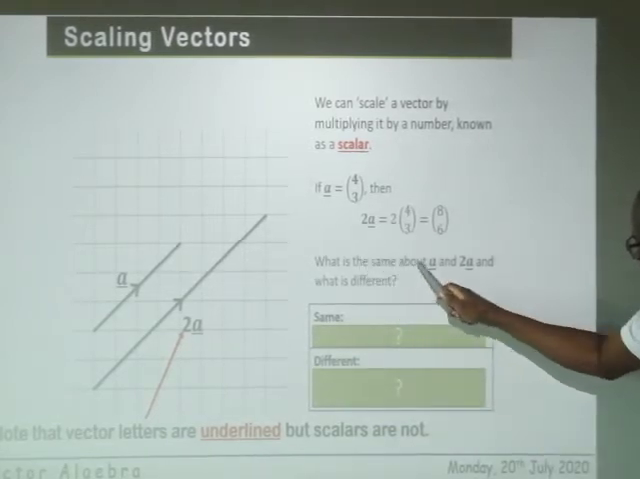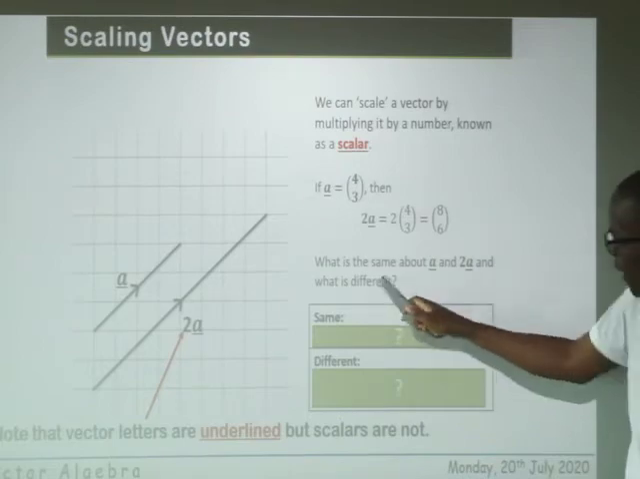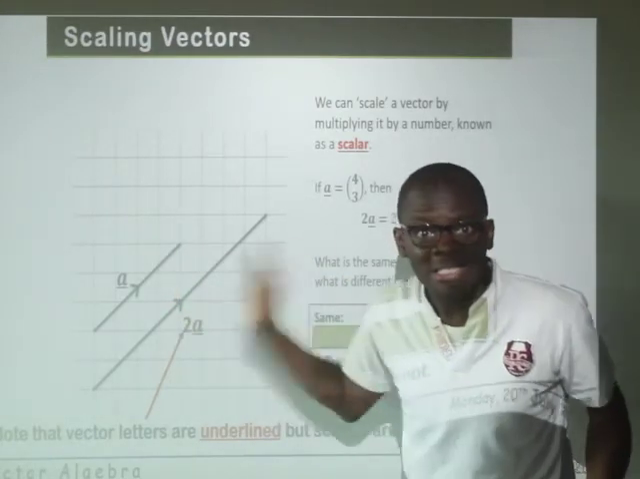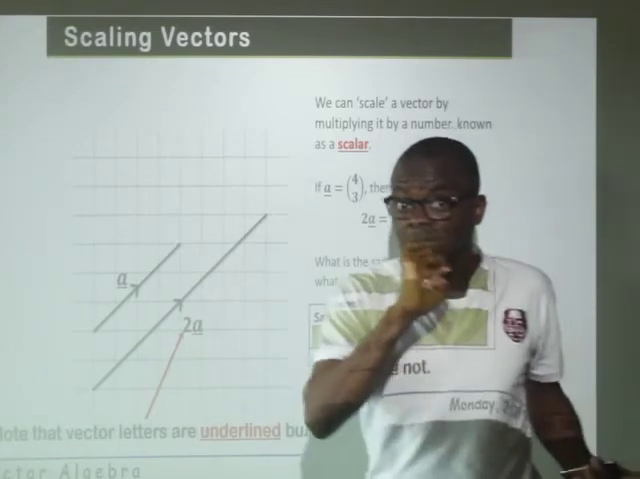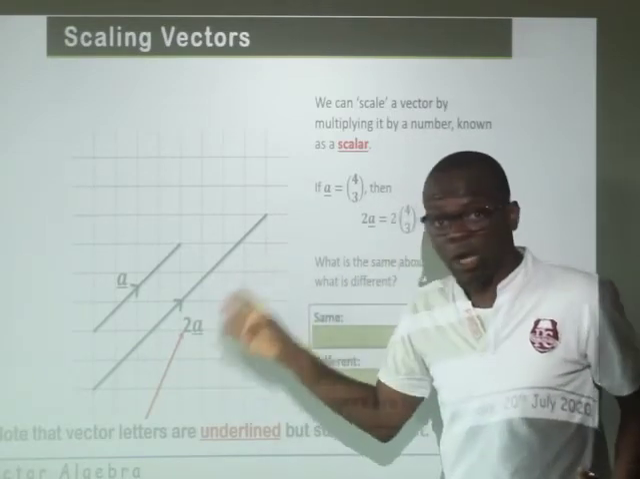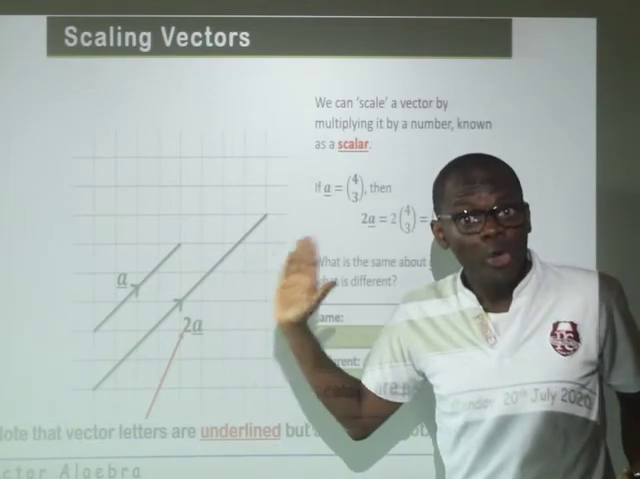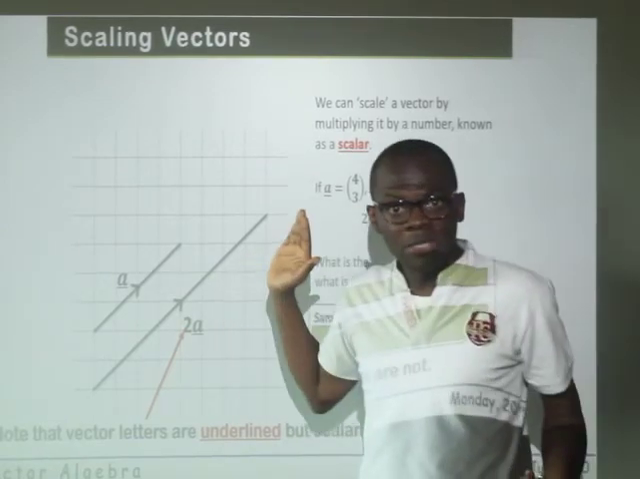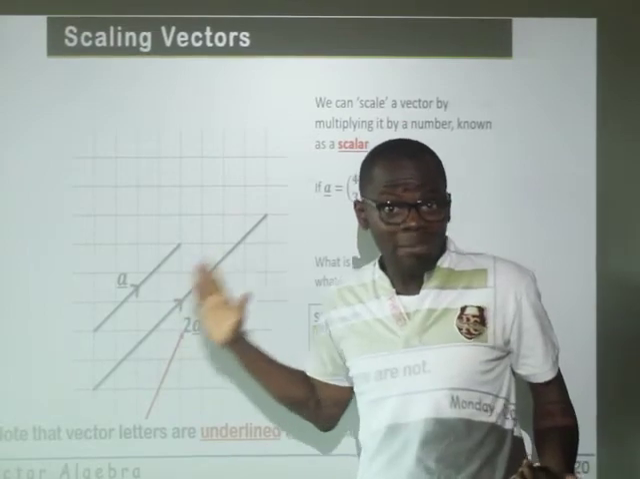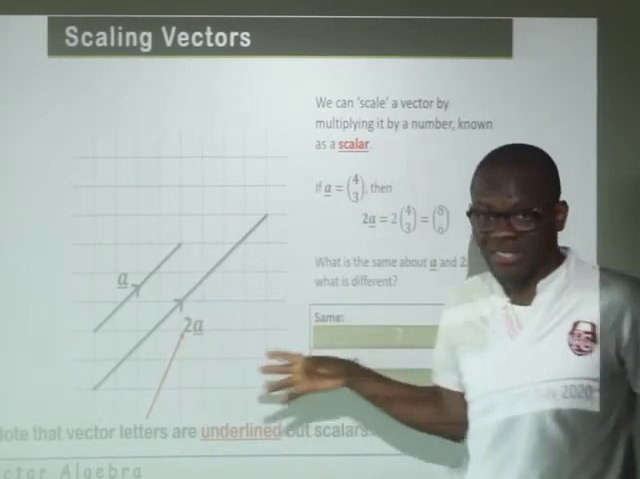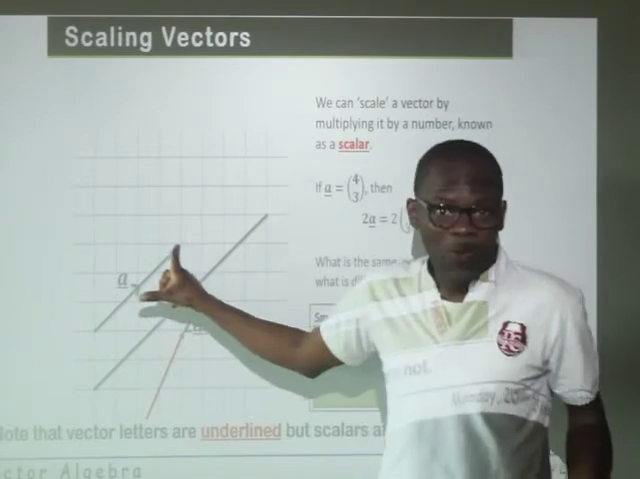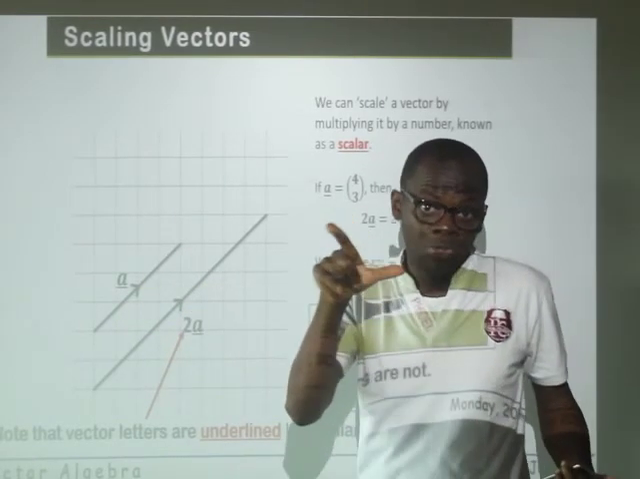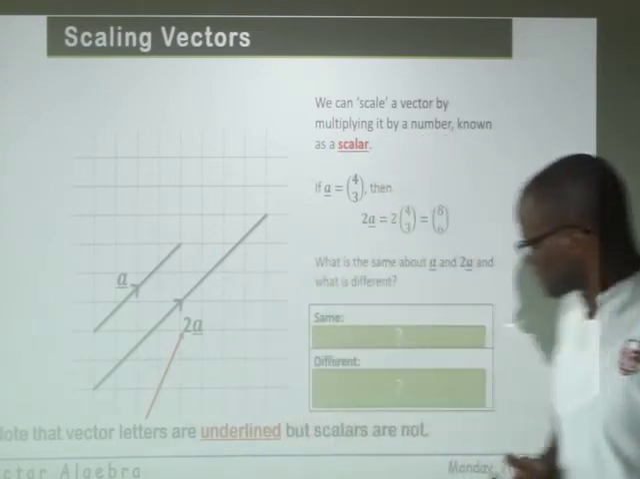Now, what is the same about A and 2A, and what is different? When you compare the two vectors, obviously they're both pointing in the same direction, meaning they are both parallel. That is the same property that they both have. But the difference, as you can clearly see, is that one is shorter and one is longer, so the length of the arrows is not the same.